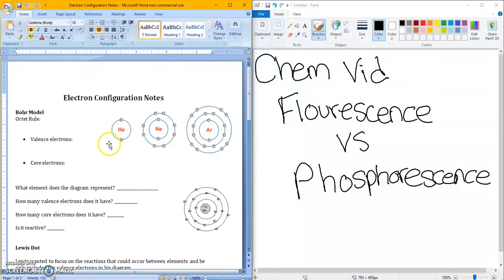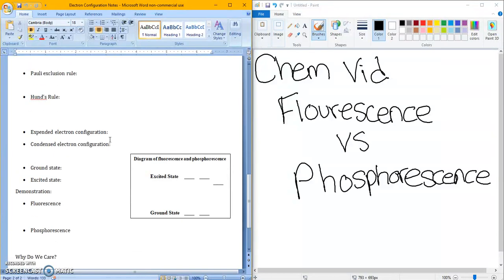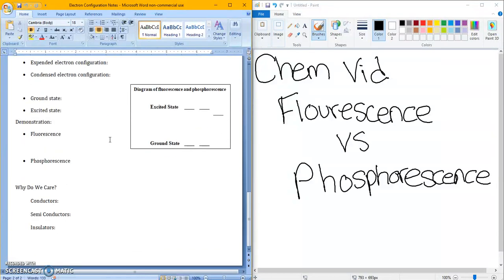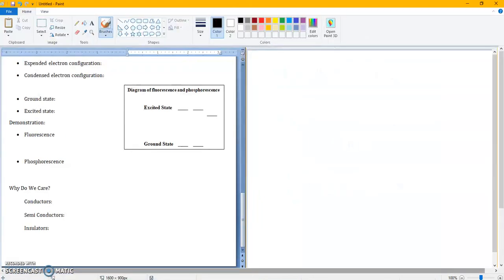So we started these notes in class, electron configuration notes. You just need to flip over to the next page and we are down here. Previously we talked about electron configurations and how to write them with the condensed and the expanded. And now we're going to go into more depth about how electrons move and the different ways in which they move. Alright. So for fluorescence and phosphorescence, there's a difference between how electrons move.